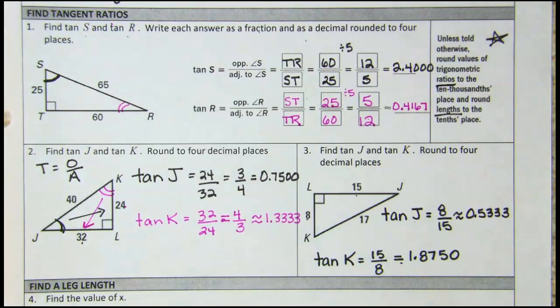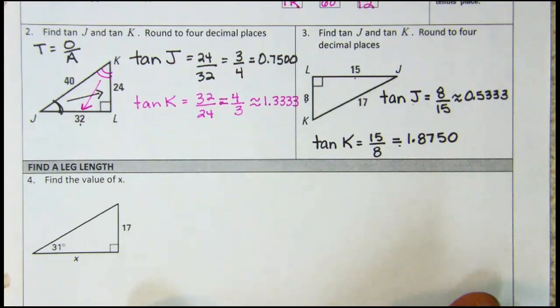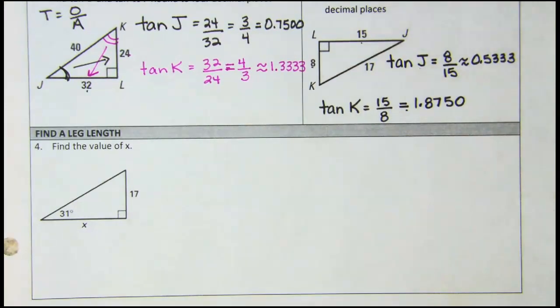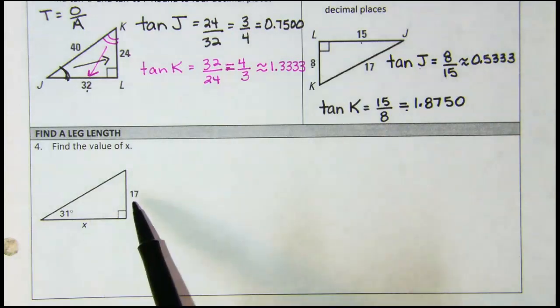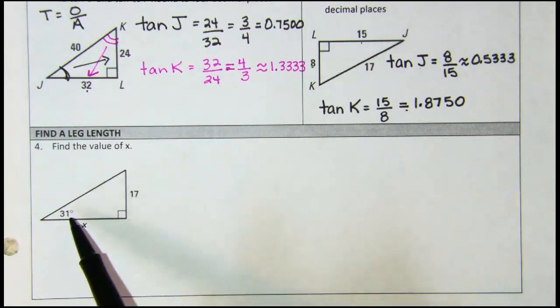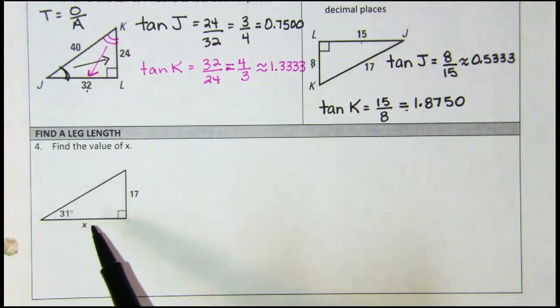Now, I need you to know that 1 through 3, those are all dealing with tangent ratios. Now, moving on, we are finding now a leg length. I need you to stop and pause and look at this problem. It says find the value of x. Will the Pythagorean theorem work? No, because this only gives me one side. Does the special right triangles work? No, this is a 31-degree angle.